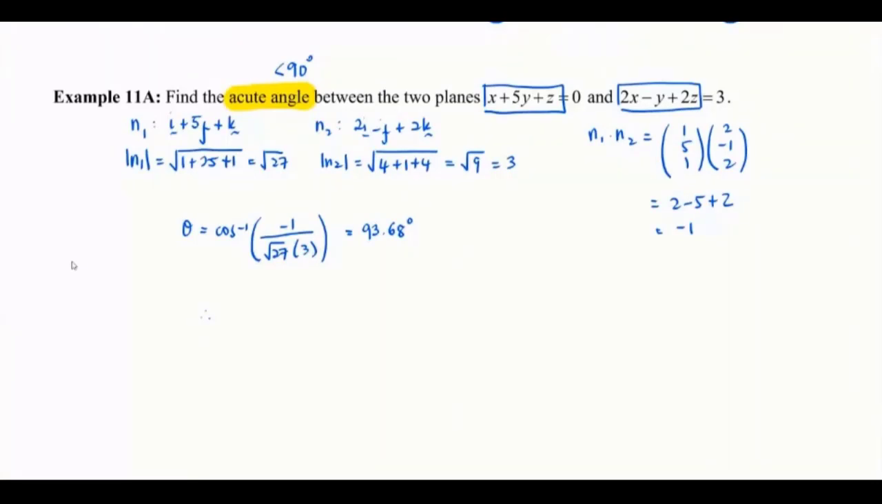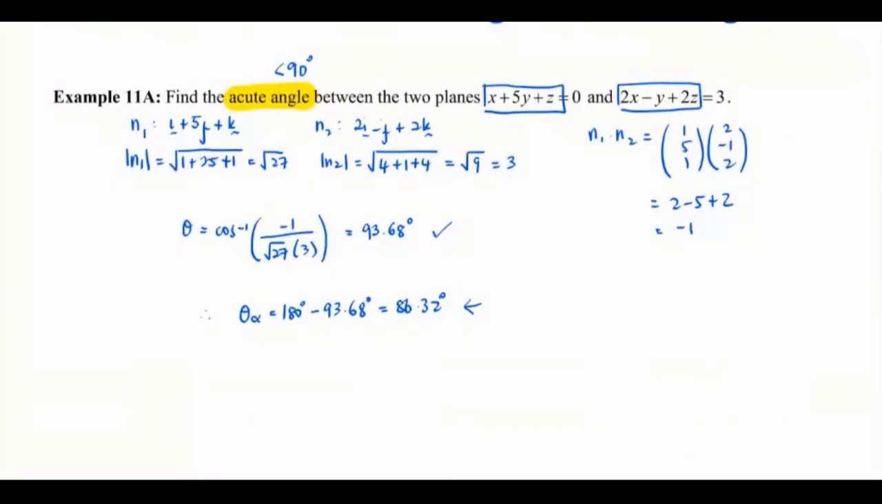So it means you have to subtract from 180. So your acute angle will be 180 minus 93.68. Directly we have 86.32 degrees. So that's how we solve 11A. First find the normal, then find the magnitude, find the dot product and then substitute into the formula. If the question does not ask for an acute angle, we would stop at this point. But because it asks for an acute angle, you have to give the answer until this part. Okay, 11A done. Now next, 11B.